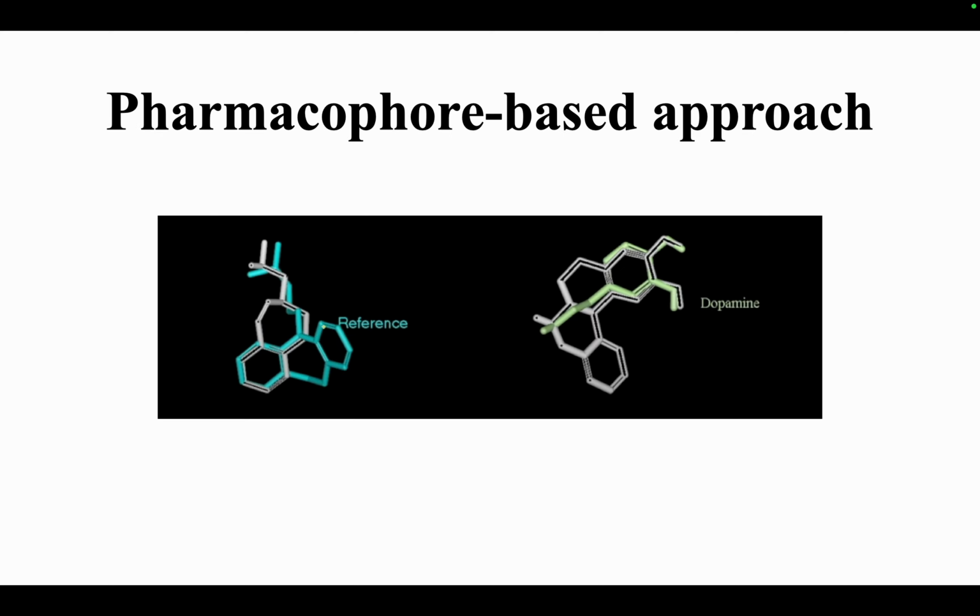So in the pharmacophore based approach, we have a drug here. Okay, so this is the reference drug, and this is the dopamine. So this gray drug is actually binding to the dopamine. Okay, and it's inhibiting the dopamine.